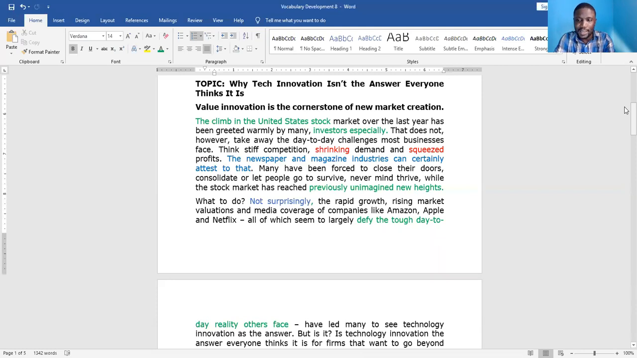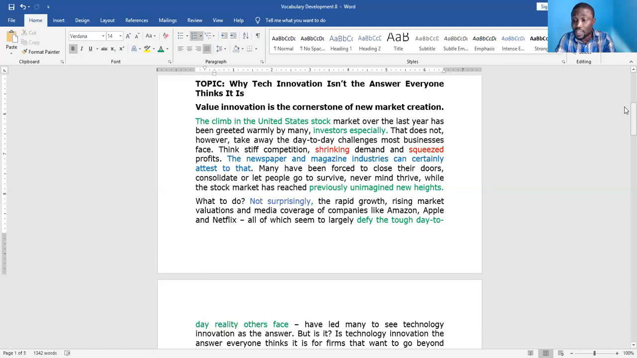Now, for those who are writing academic writing task one, you will discover that you will need to analyze a graph. These are words. The first one, the climb in the US stock market. Instead of saying the rise or the increase, you say the climb. Now, I said investors especially because I like the expression, because has been greeted by many.